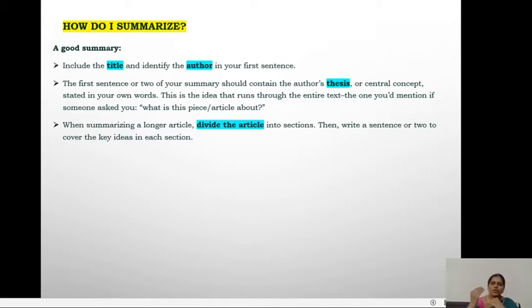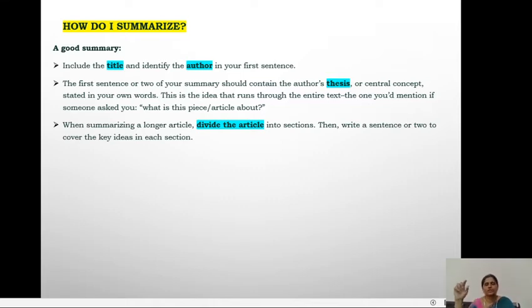When summarizing a longer article, divide the article into sections, then write a sentence or two to cover the key ideas in each section. If it is a lengthy text, it's not possible to make a summary in one go, so you have to divide the article into sections. Any lengthy written text will have three parts: introduction, body, and conclusion. So divide that into sections and then try to summarize.